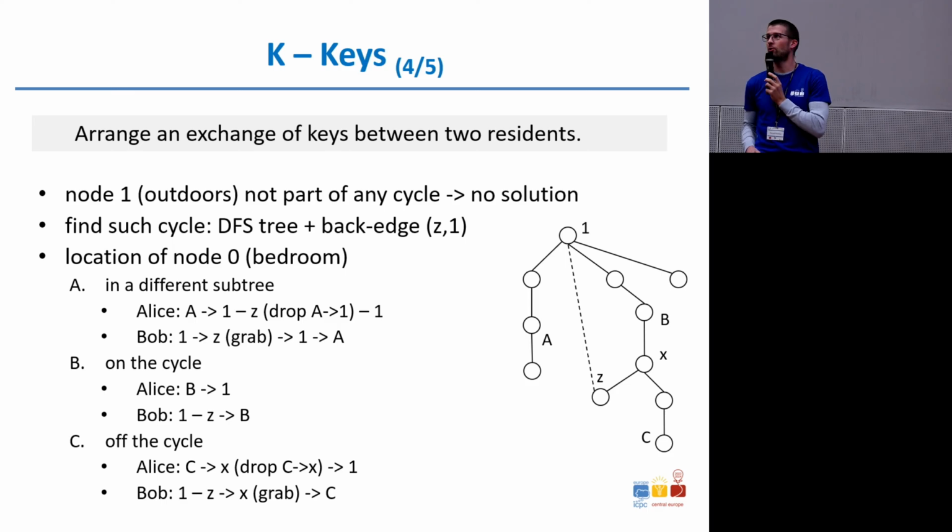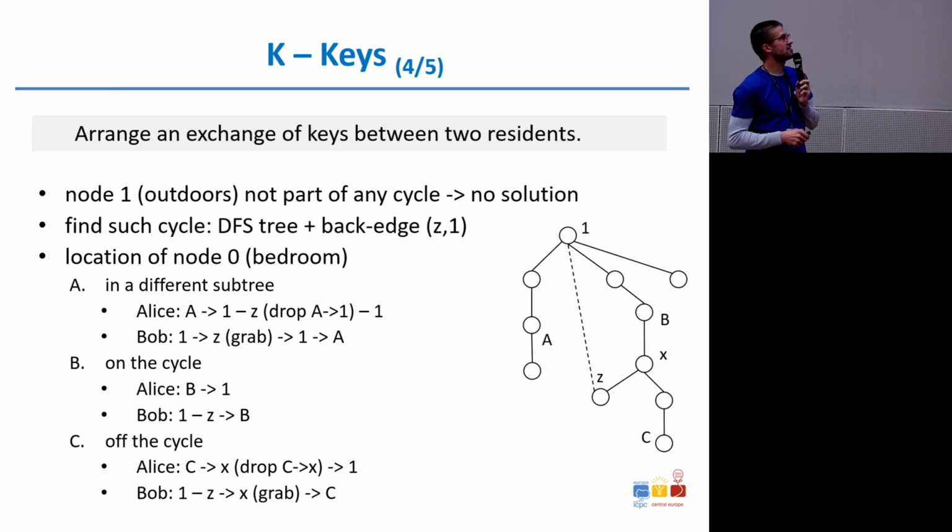Otherwise, we'll show that we can always construct a solution. So how do we do this? We can just first find such a cycle. We can compute a depth first search tree, and we'll find some back edge from some node, let's call it Z, back to 1. Okay, so we know that there is a cycle, and we found it.